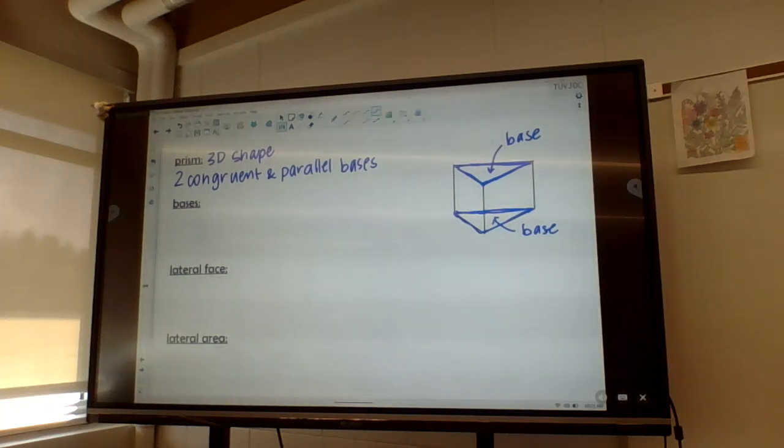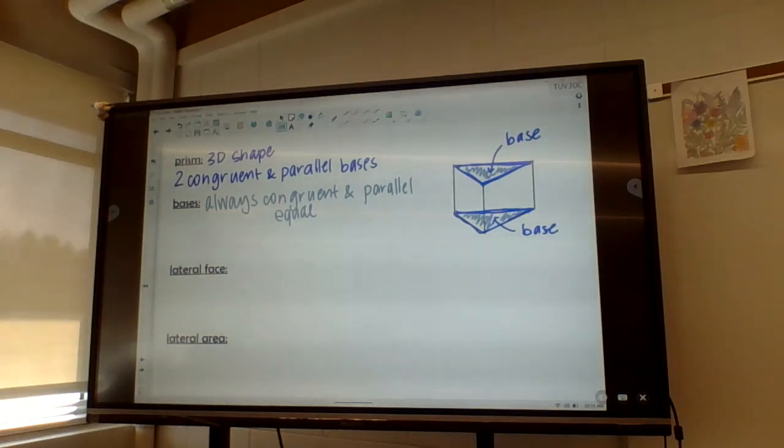So in a prism, the bases are always congruent and parallel. And remember, congruent means exactly equal. Now the lateral faces are the sides.